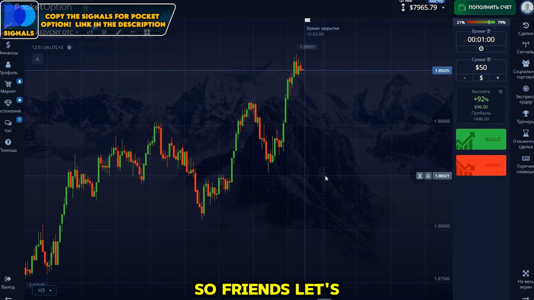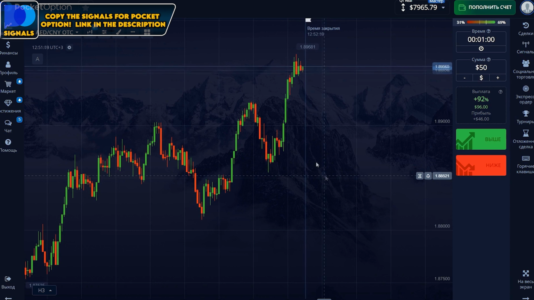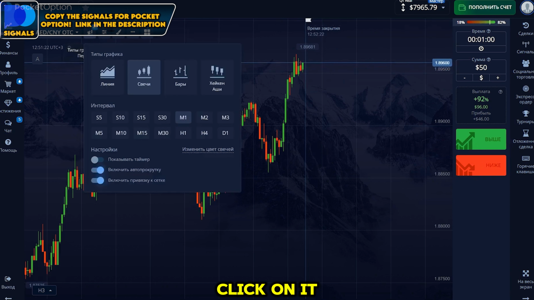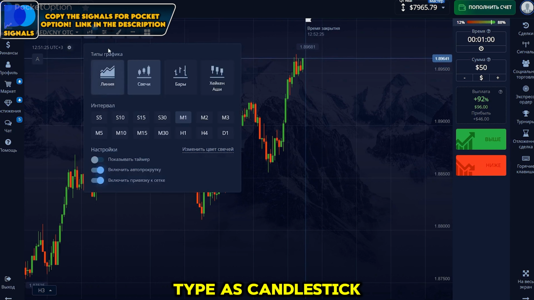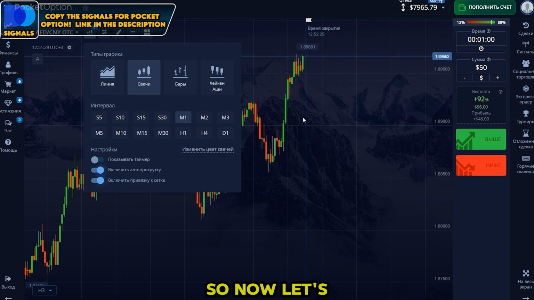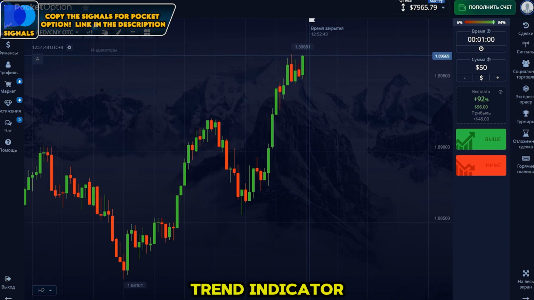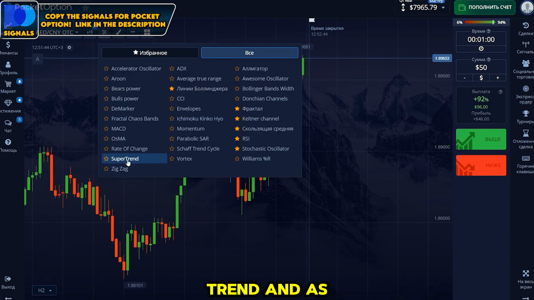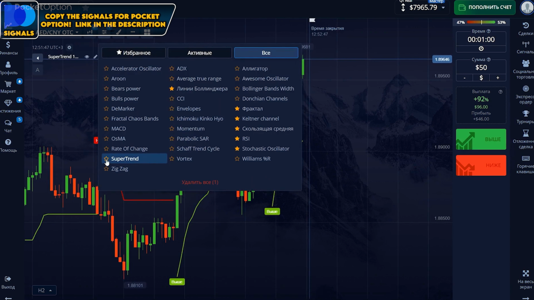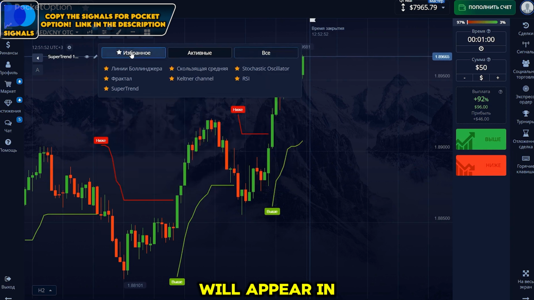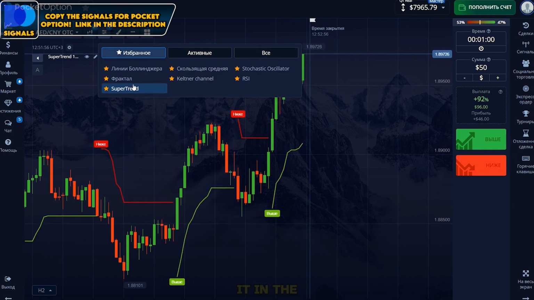So, friends, let's set up the trading platform for the strategy I'm going to show you today. Let's go to the first tab, click on it, select the chart type as candlestick, and choose the M1 time frame. Now let's go to the second tab, indicators. Click on the indicators button, and here we select the Supertrend indicator. Here's the Supertrend, and as we can see, it has appeared on the chart. You can also click on this star and the indicator will appear in the favorites tab, if you plan to trade with it in the future.